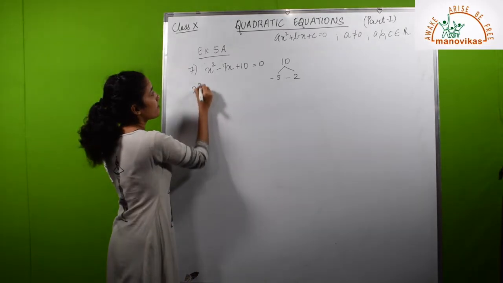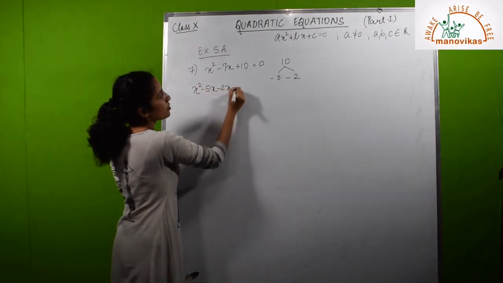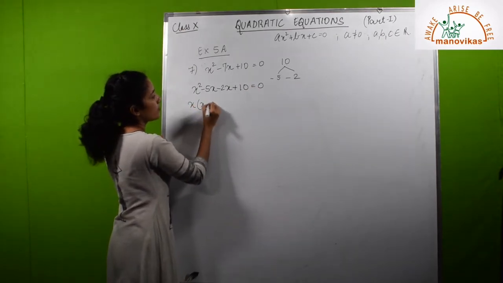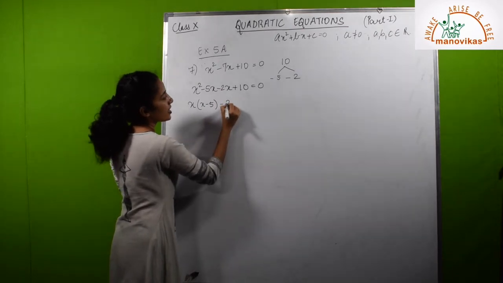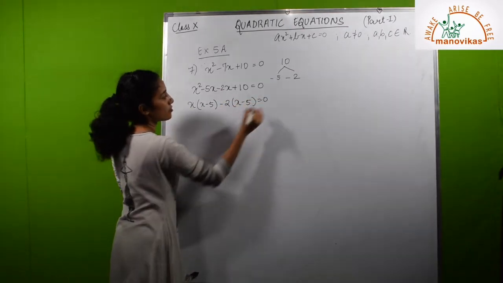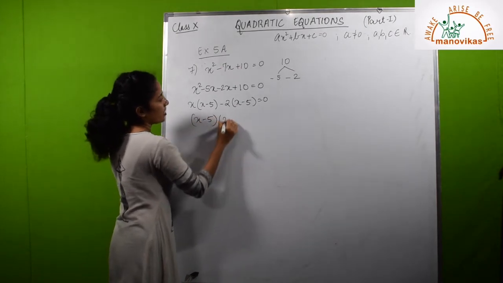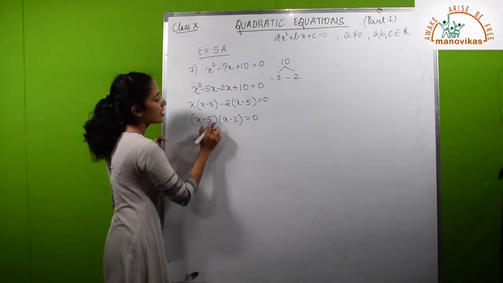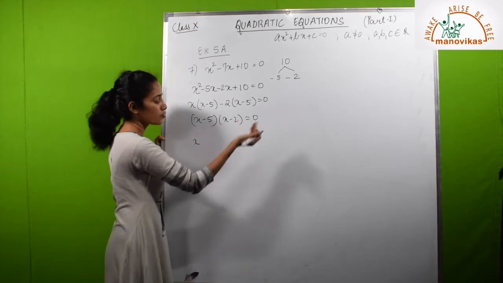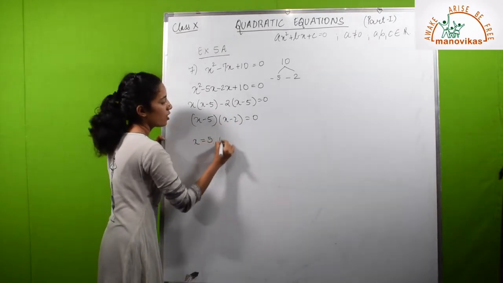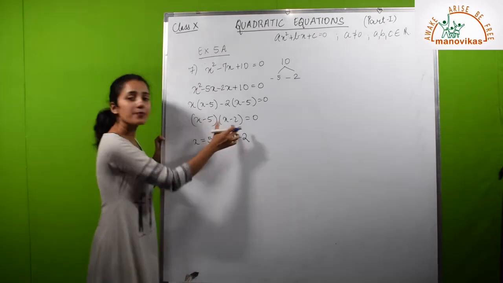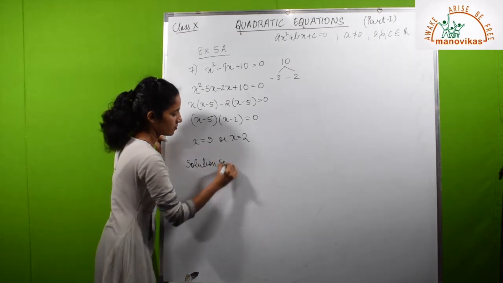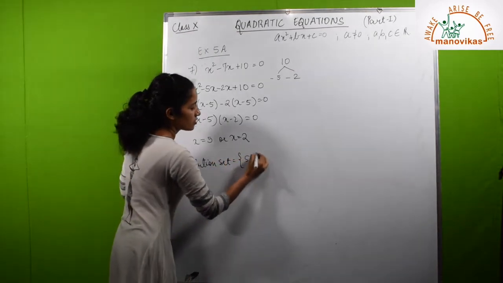So substituting, I have x square minus 5x minus 2x plus 10 equal to 0. Grouping them and taking out a common factor. So x minus 5. From this I have minus 2 common, so x minus 5 equal to 0. x minus 5 and x minus 2 equal to 0. Using the zero product rule, I have x minus 5 equal to 0 or x minus 2 equal to 0, which will be x equal to 5 or x equal to 2. I have skipped one step here. Therefore, the solution set is equal to 5, 2.